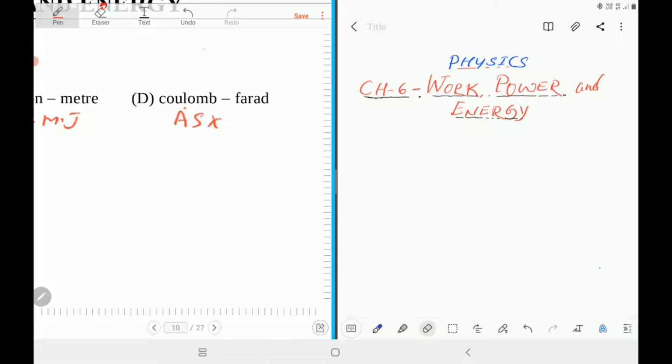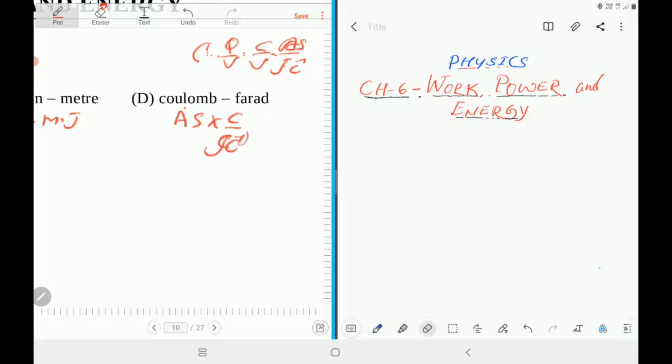Farad is actually the unit of capacitance, which is the ratio of charge to voltage. Charge unit coulomb, and volt is the unit of potential difference. Coulomb is ampere second. And what is volt? Joule per coulomb. So you can write coulomb divided by joule per coulomb.